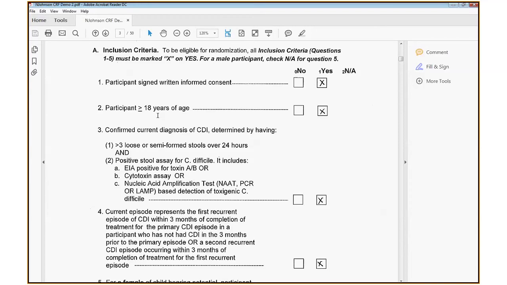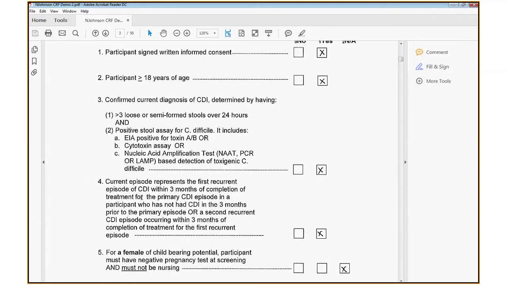They have a confirmed current diagnosis of CDI, determined by having greater than 3 loose or semi-formed stools over 24 hours and positive stool assays for C. difficile. The current episode represents the first recurrent episode of CDI within 3 months of completion of treatment for the primary CDI episode, and a participant that has not had an episode of CDI for 3 months prior to the primary episode, or a second recurrent CDI episode occurring within 3 months of completion of treatment of the first recurrent episode.